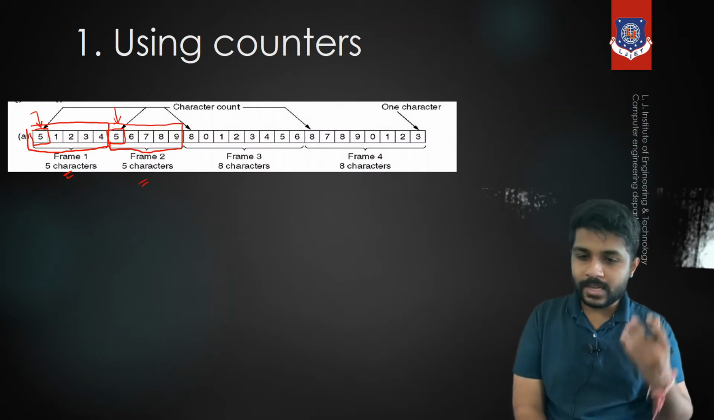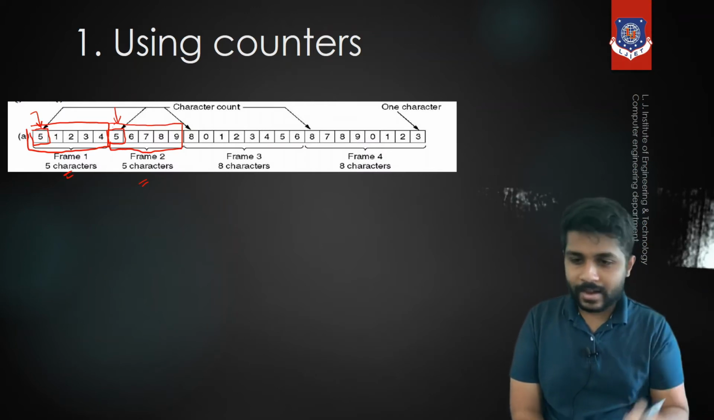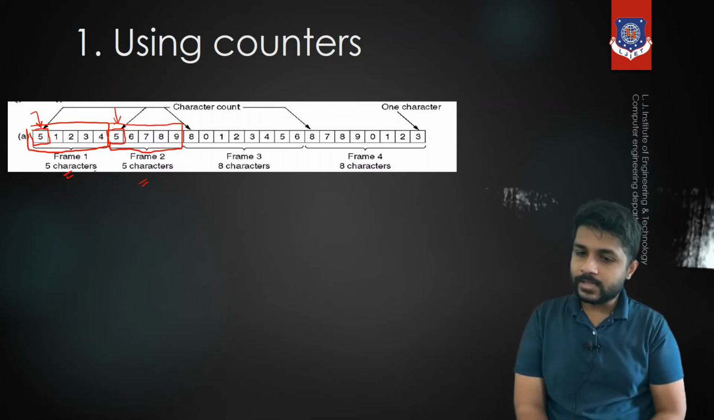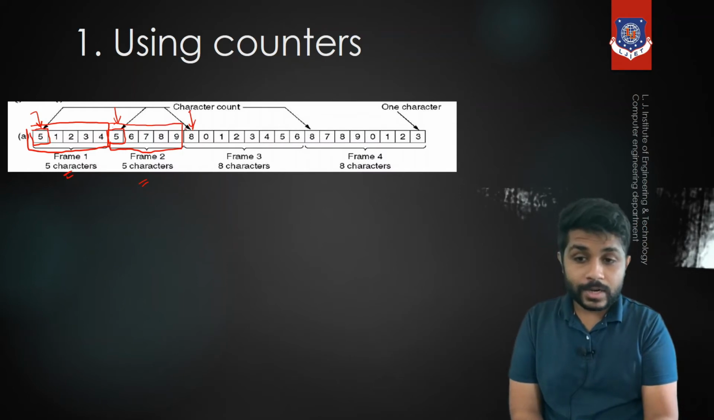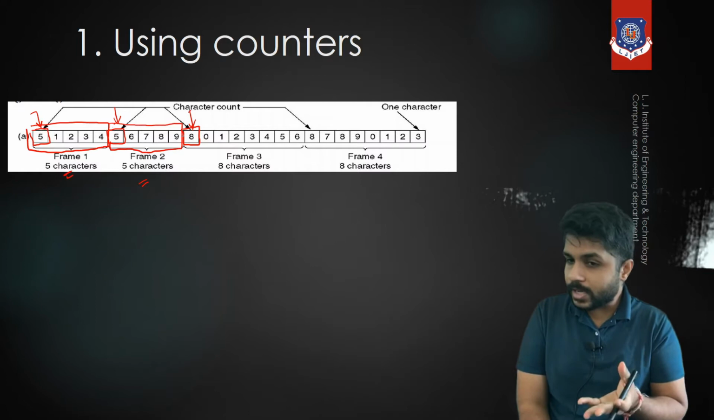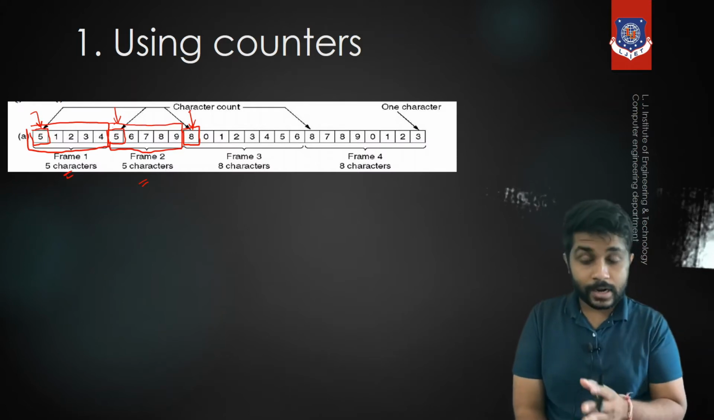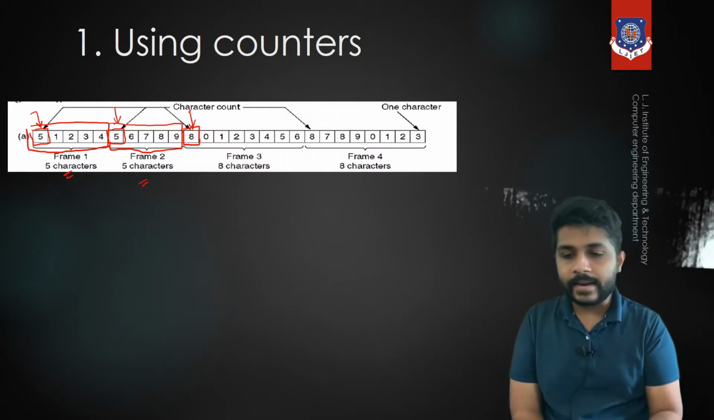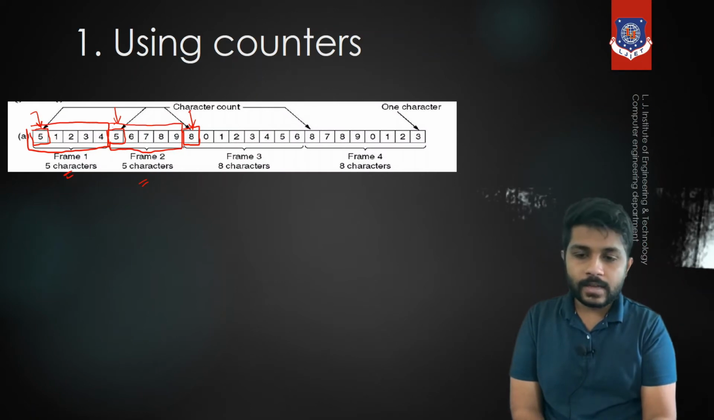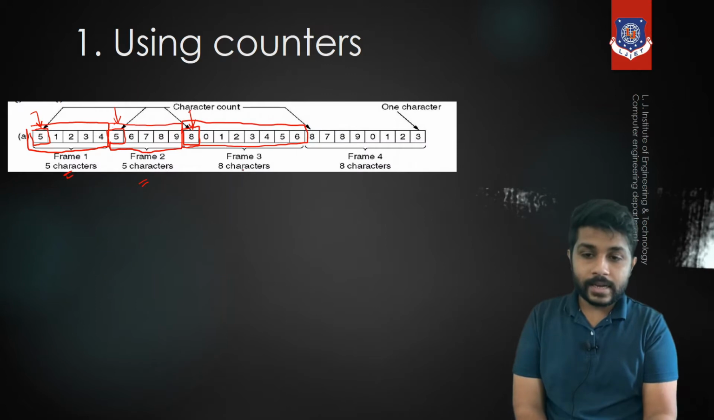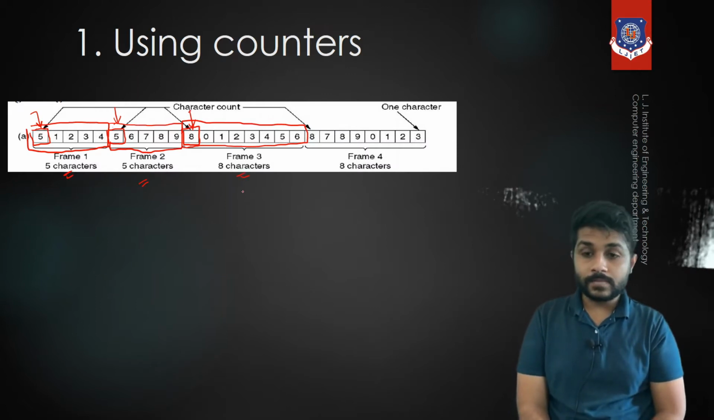So the same concept goes on. Again, after the 5 characters are received, the receiver will receive the first character of the next frame. From the first character, the receiver knows that there are a total of 8 characters in the frame. So the receiver will receive these 8 characters and consider them as frame 3.